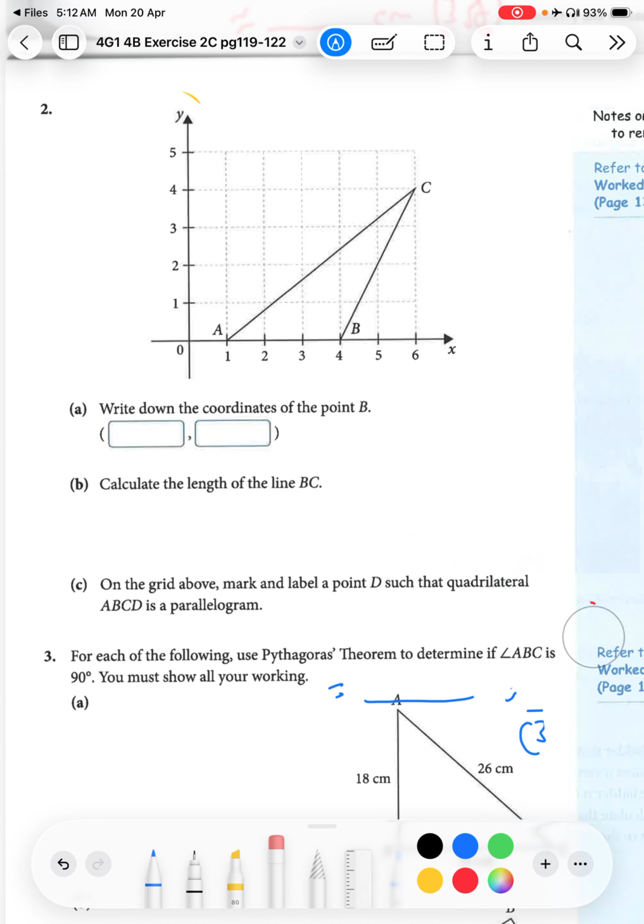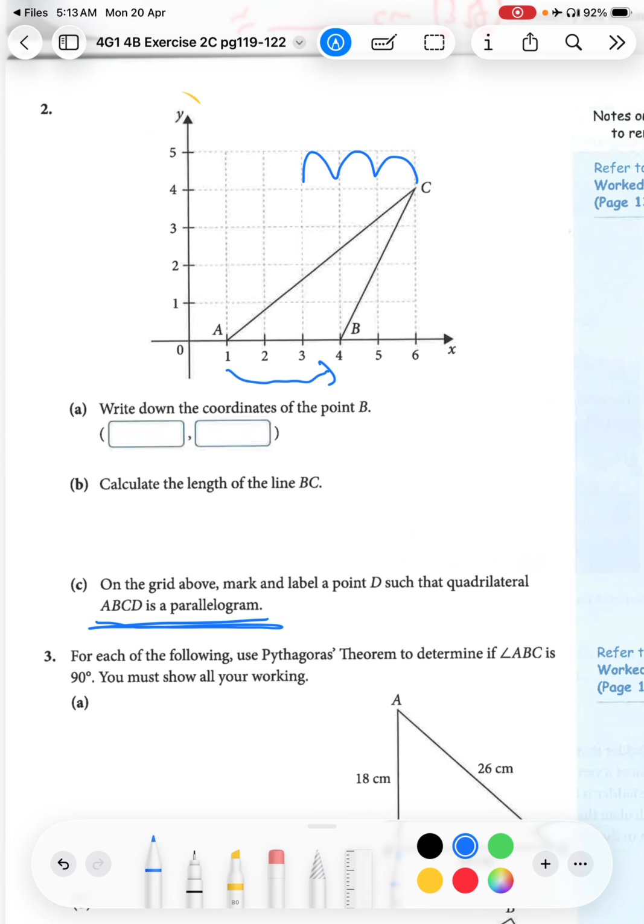C. Mark and label a point D such that the quadrilateral ABCD is a parallelogram. So you see from A to B you move 3 points. Just shift back 3 points. 1, 2, 3. D should be here. There. You see it kind of parallelogram. So D is here.